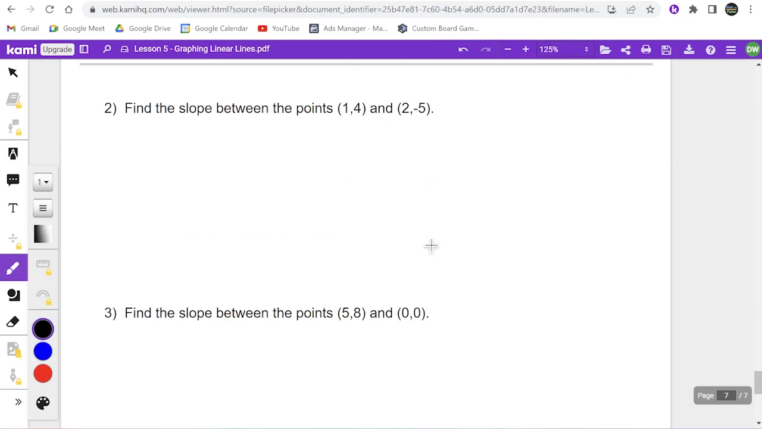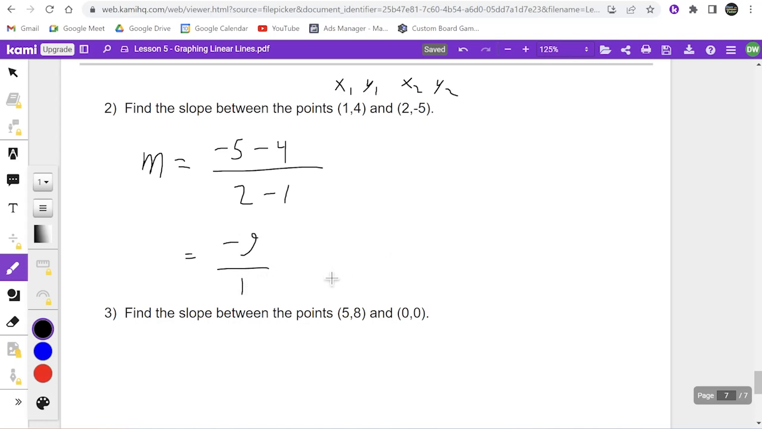Number 2, (1, 4) and (2, -5). So again, I'm going to say x1, y1, x2, y2. That means m is going to be -5 minus 4 divided by 2 minus 1. That's going to be -5 minus 4 is -9, and 2 minus 1 is just 1. -9 over 1 is -9. And there's our slope.